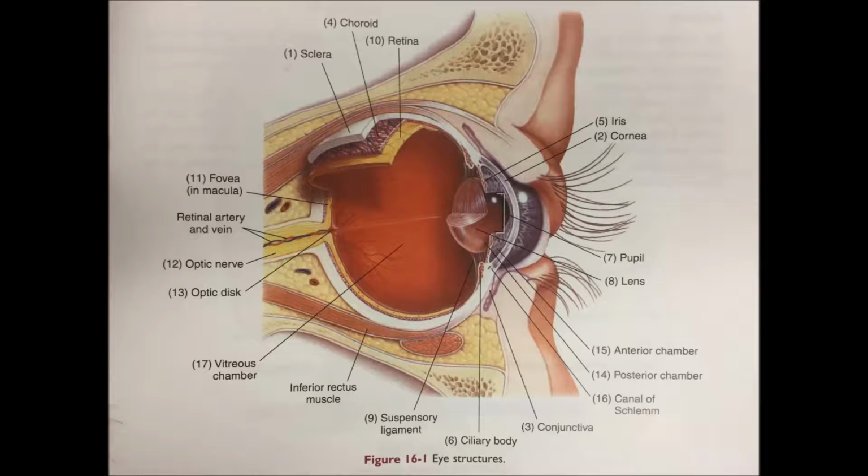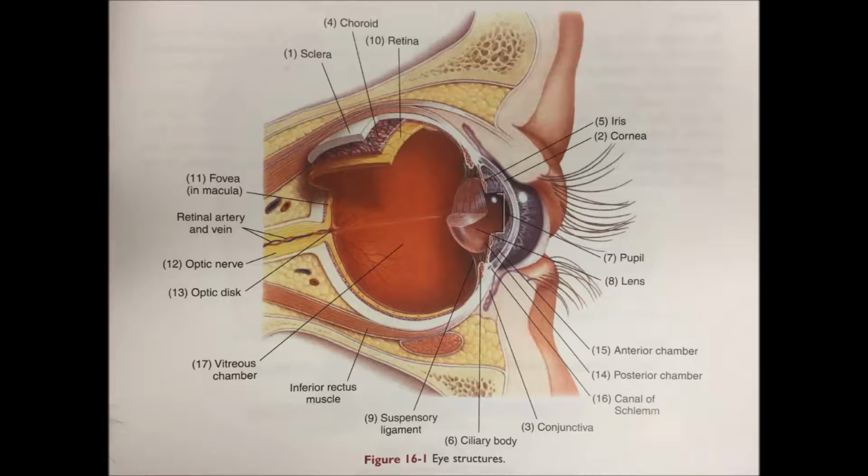The second tunic is the vascular tunic. The vascular tunic is the middle layer of the eye and is also known as the uvea. The uvea consists of the choroid, iris, and ciliary body. The choroid provides blood supply for the entire eye. It also protects the eye by using its pigmented cells to prevent extraneous light from entering the inside of the eye. A small opening at the back of the choroid is what allows the optic nerve to enter the eye.